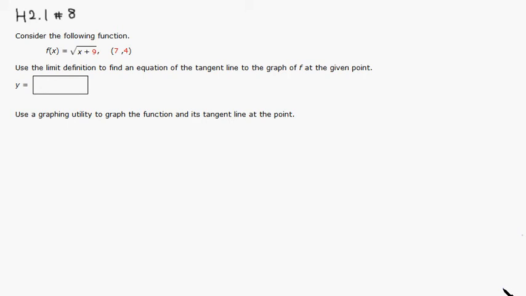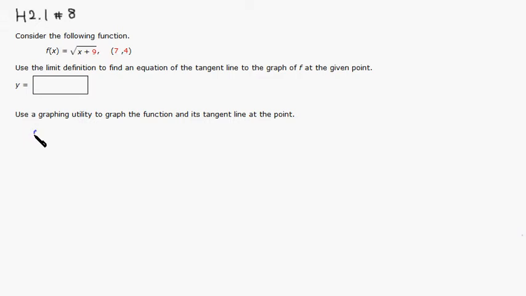Okay, let's go over homework 2.1, number 8. We want to find the equation of the tangent line, and first we have to find the derivative, because the derivative gives us the slope of the tangent line. So let's find the derivative.